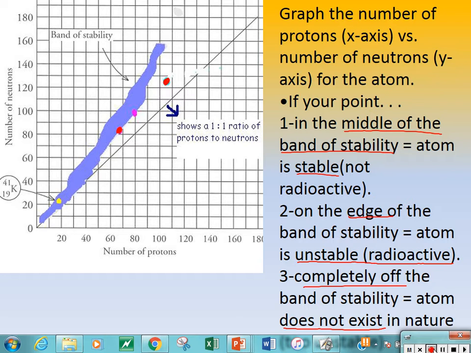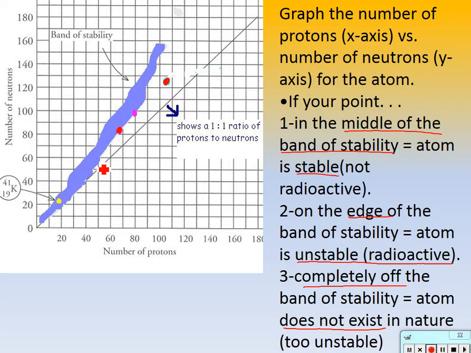Okay, so hopefully that gives you a good idea about how to determine if an atom is stable or unstable, whether it gives off radiation or whether it does not give off radiation. So, just before we move on, what if you plot it and it's on the edge of the band of stability?